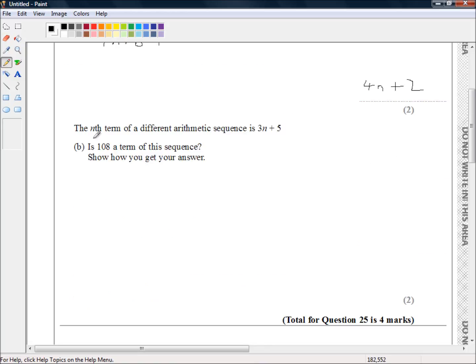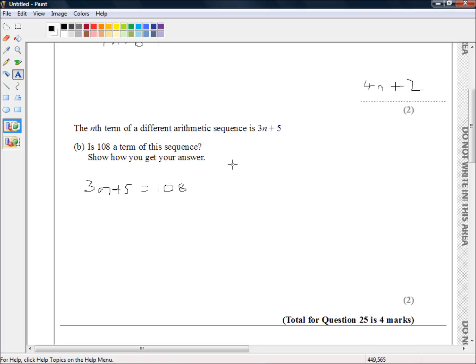Okay, moving on. The nth term of a different arithmetic sequence is 3n plus 5. Is 108 a term in this sequence? Show how you got your answer. Okay, so what I would do is take 3n plus 5, which is our sequence, and set it equal to 108.